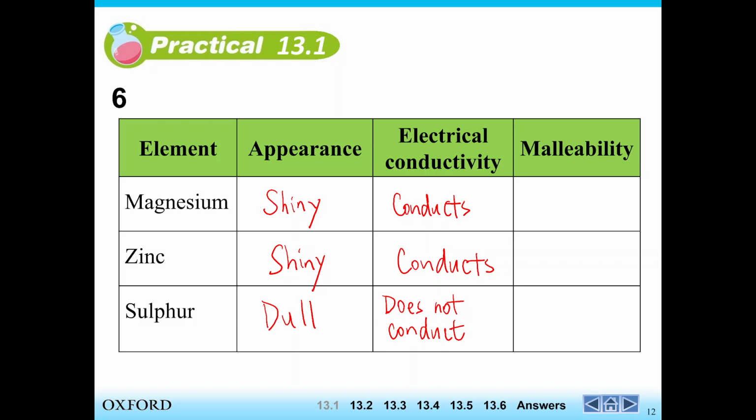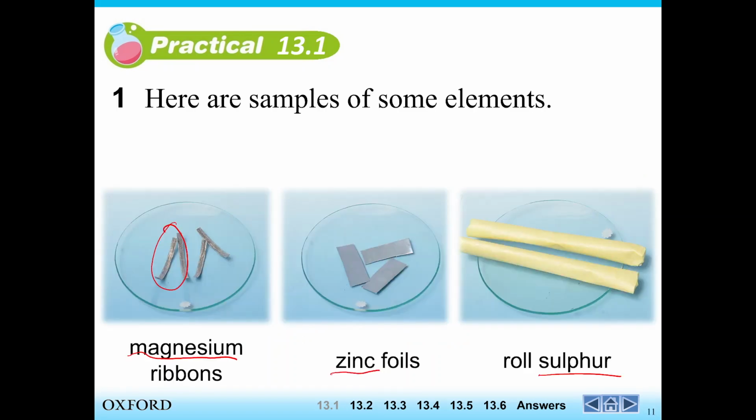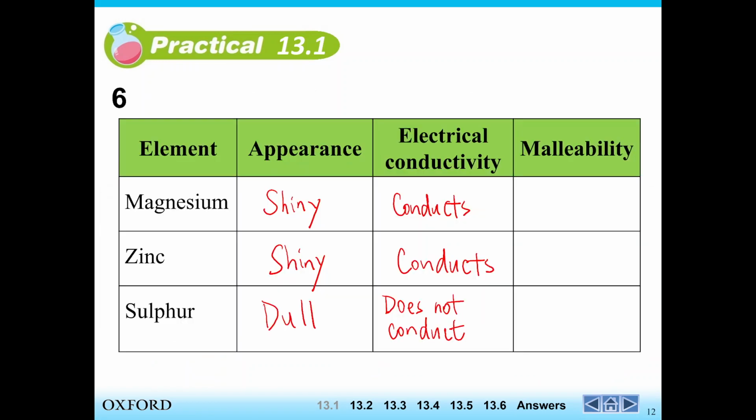Okay, the last property, we have malleability, meaning whether you can press it or hammer it into sheets. Magnesium, because it's a metal. If you actually take a hammer and press, hammer them, you will notice that they are indeed malleable. Now, please also pay attention to the spelling of malleable.